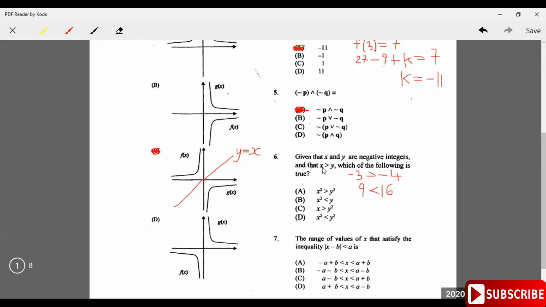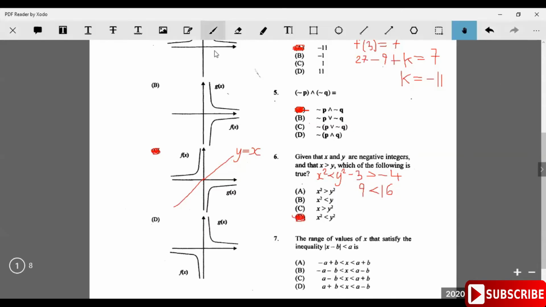And so if x is greater than y, then what we're clearly seeing is that x squared is going to be less than y squared. That's what we're seeing when we square negatives. So x squared is less than y squared. That option is delta. That's question 6. Easy stuff.